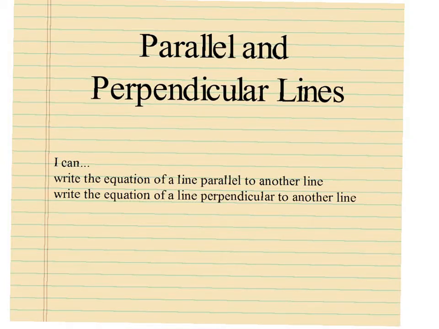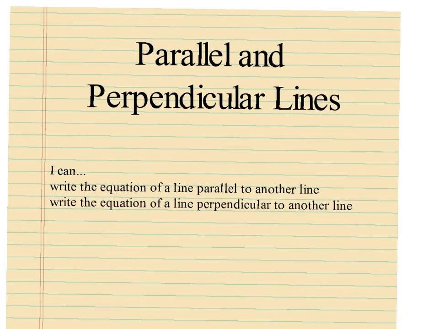Hey, this is 1.5, if you are labeling the sections, 1.5 on parallel and perpendicular lines. I want you to be able to write an equation of a line that's parallel to another line and write an equation that's perpendicular to another.